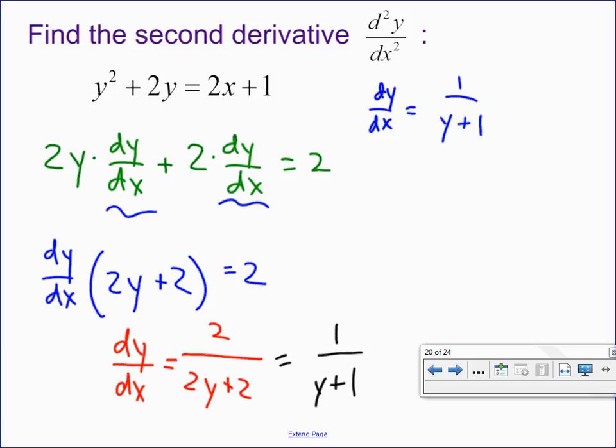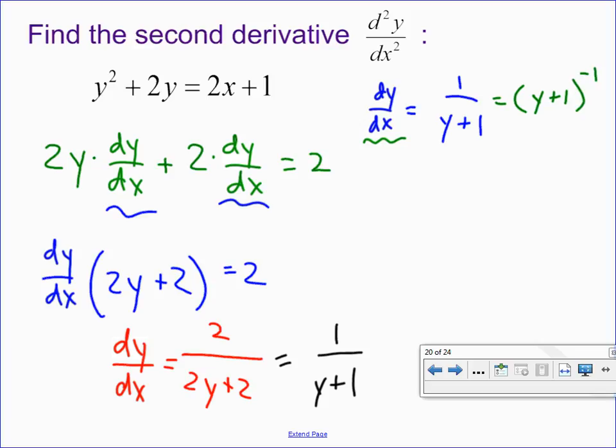And how will I get the second derivative? I'll simply differentiate dy dx, the first derivative, to get to the second derivative. So what rule might I use to differentiate 1 over y plus 1? Well, I've got options. Because I have no function of y on top, I could use the power rule. I wouldn't have to use the quotient rule. If you're comfortable applying the quotient rule, because we've got a fraction, then we could do the quotient rule as well. Which would you guys like to do? Power. So we'll go ahead and rewrite this as y plus 1 to the negative 1.